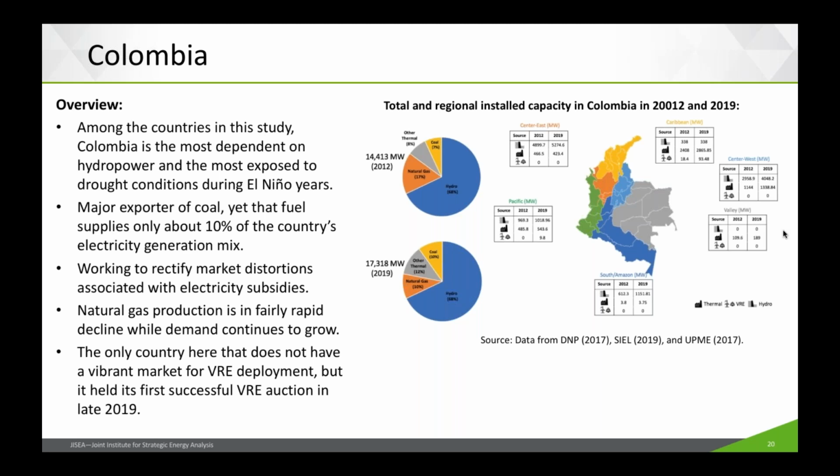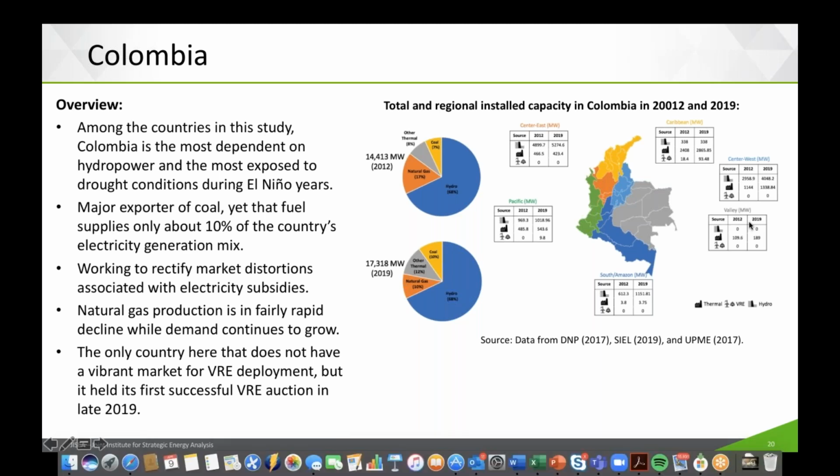Among the countries in this study, Colombia is the only one that does not have a vibrant market for variable renewable energy, but it is working to develop long-term auctions for VRE. The first auction was held last year and was successful. So it's good news. Next slide.